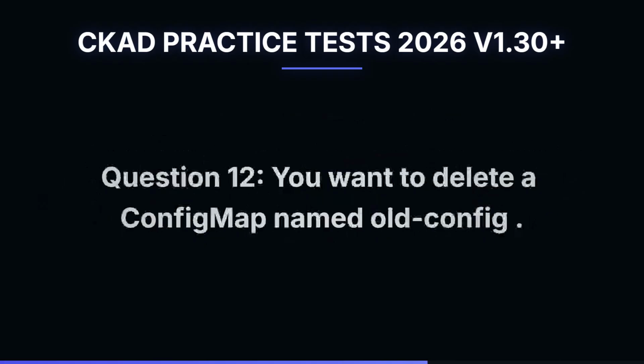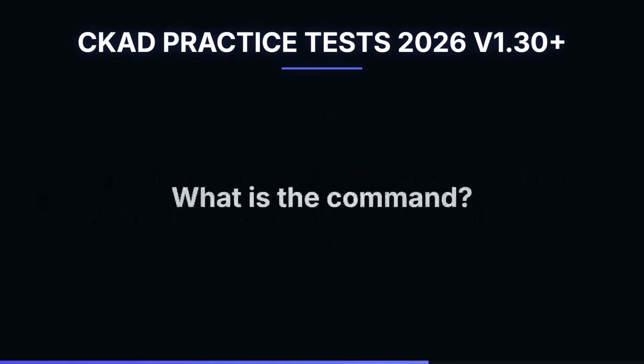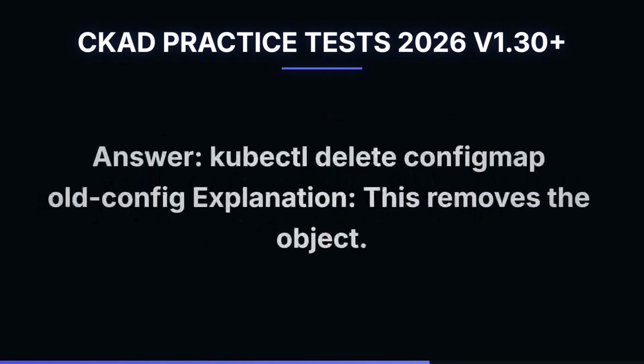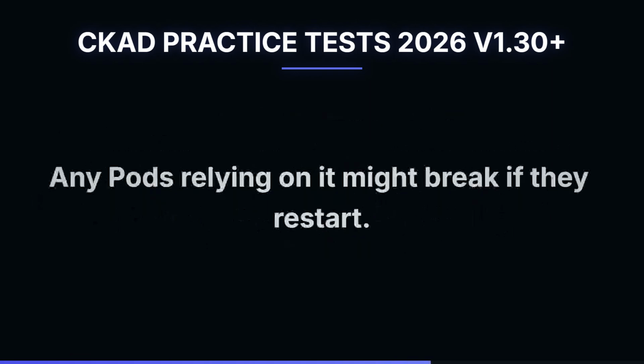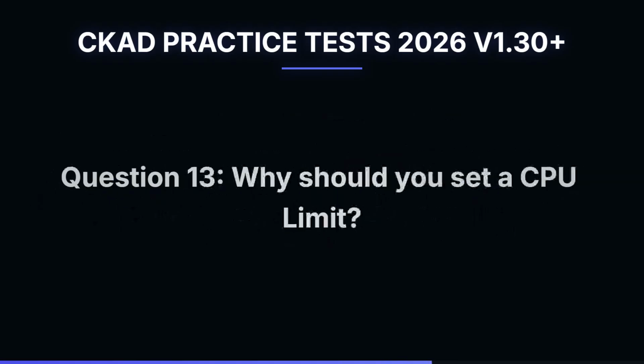Question 12. You want to delete a config map named old-config. What is the command? Answer: kubectl delete configmap old-config. Explanation: This removes the object. Any pods relying on it might break if they restart.